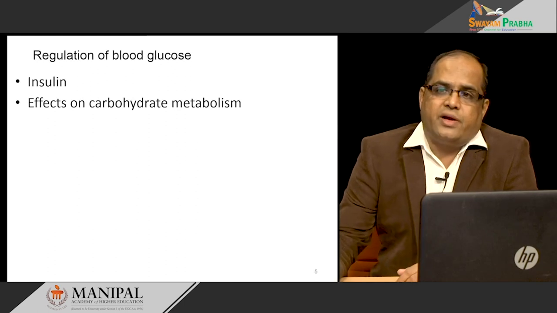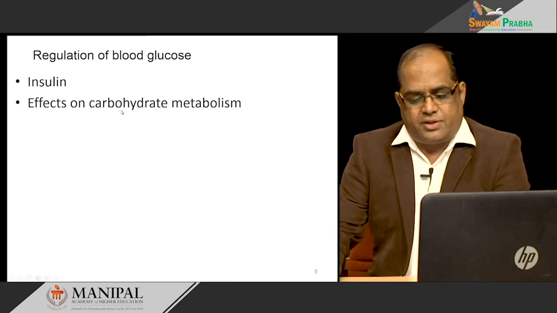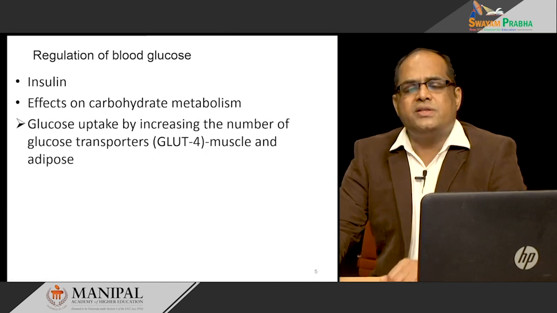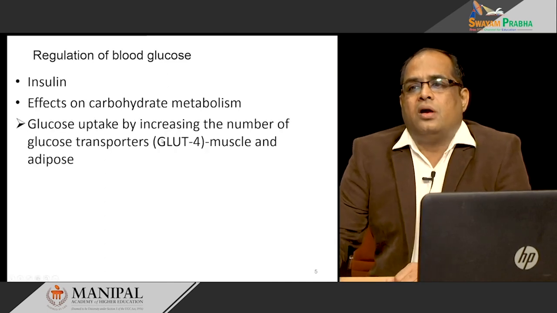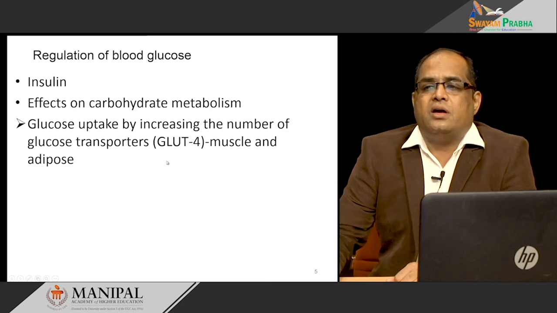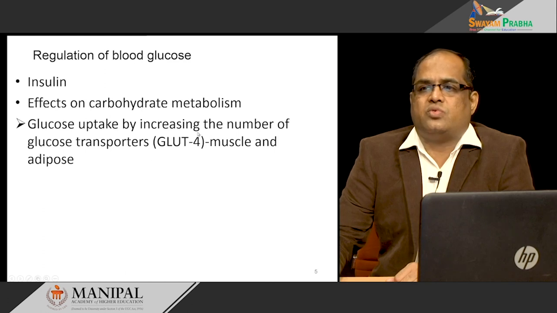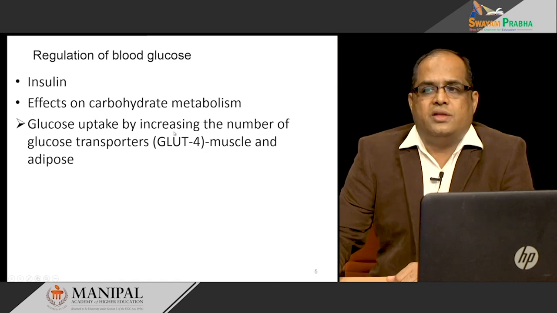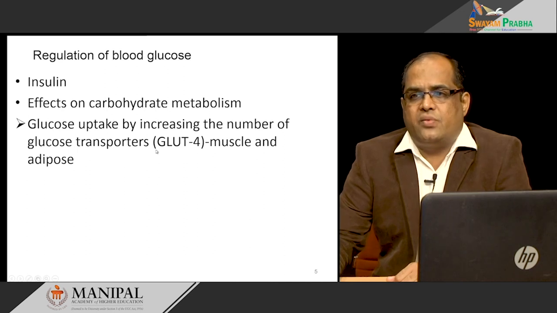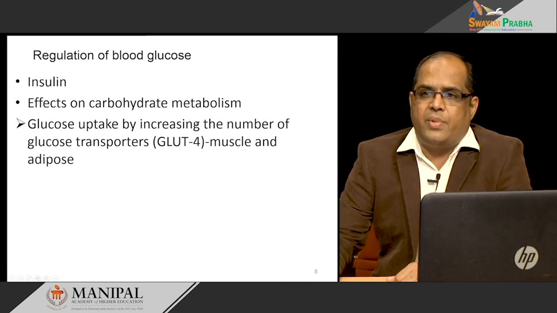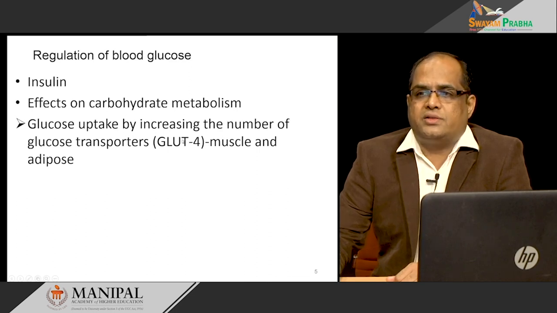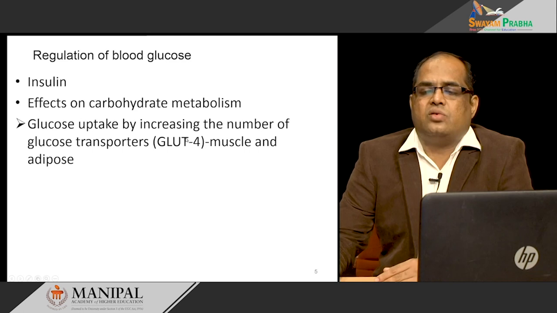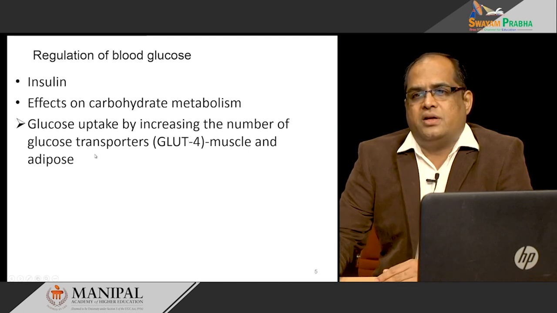For example, it acts on carbohydrate metabolism. What is the effect of insulin? First thing is it helps in the uptake of glucose by increasing the glucose transporters, GLUT transporters, especially the GLUT transporters that are present in the muscle and adipose tissue. These two glucose transporters are dependent on insulin. Insulin recruits the transporters that are present in the vesicles in the cytosol into the membrane of muscle and adipose tissue, and these glucose transporters take up the excess glucose present in the blood into the muscle and adipose tissue.